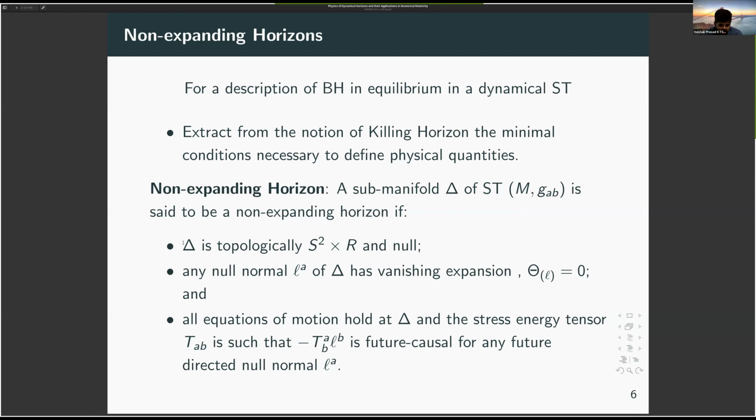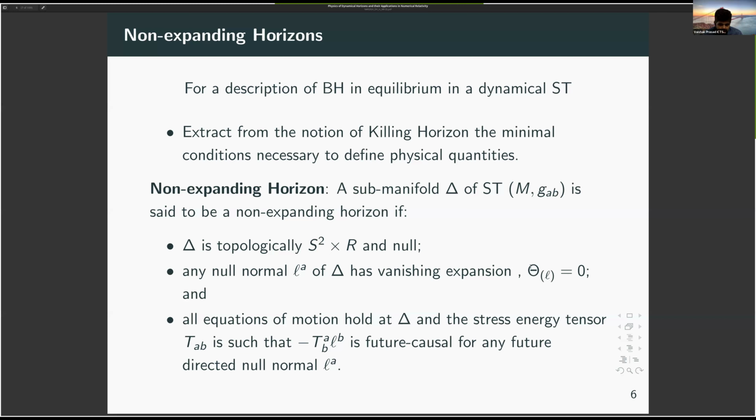And the idea is to understand that if you have a horizon which we want to describe as being in equilibrium, then we would want it to be three-dimensional. Cross-sections are space-like, S2 topological spheres. And then there is a null direction, so it's a three-dimensional S2 cross R type of topology. And then we would like to have any of the null normals of this structure delta have a vanishing expansion.